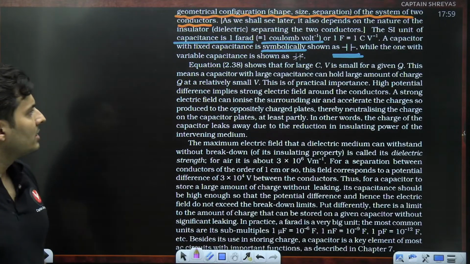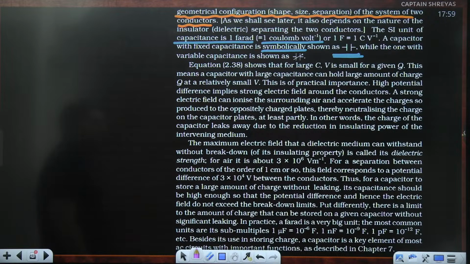Okay. C = Q/V. This means a capacitor with large capacitance can hold a high potential difference plus a strong electric field. A strong electric field can ionize the surroundings. In other words, the charge of the capacitor leaks away due to reduction in the insulating power of the intervening medium. What it can withstand without breakdown is called dielectric strength.